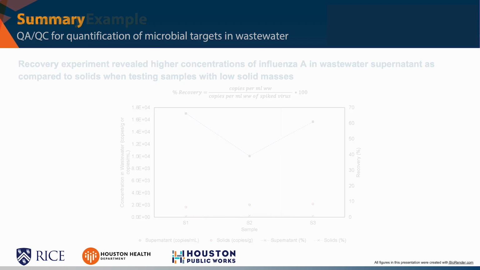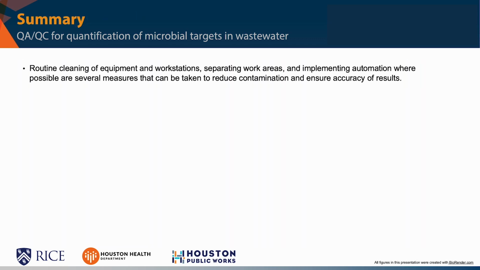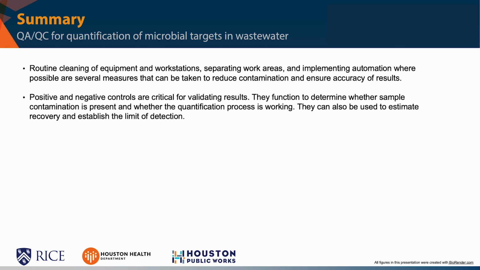In summary, routine cleaning of equipment and workstations, separating work areas, and implementing automation where possible are several measures that can be taken to reduce contamination and ensure accuracy of results. Positive and negative controls are critical for validating results. They function to determine whether sample contamination is present and whether the quantification process is working. They can also be used to estimate target recovery and establish the process limit of detection.